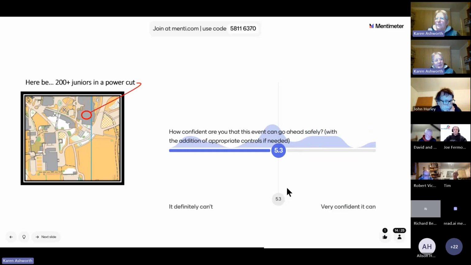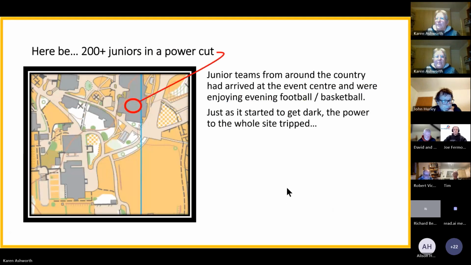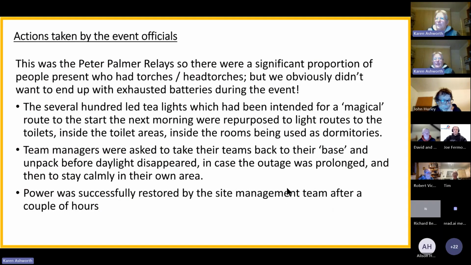Yeah, spread of opinions, because there's a spread of different risks that might be foremost in people's mind here. We've already got 200 plus juniors on the site, so there's not actually a lot we can do about that. Because it's the Peter Palmer relays, however, a significant proportion of the people present did have torches and head torches, but we obviously didn't want to end up with exhausted batteries and juniors out with head torches going dead on them in the dark the next morning.